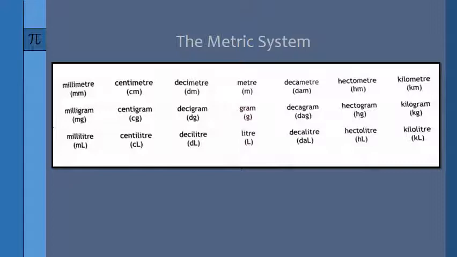In the same way, milligram, centigram, decigram are the smaller units than the basic unit gram, and decagram, hectogram and kilogram are the bigger units than the basic unit gram. Now, milliliter, centiliter, deciliter are smaller units than the basic unit liter, and decaliter, hectoliter, kiloliter are bigger units than the basic unit liter.